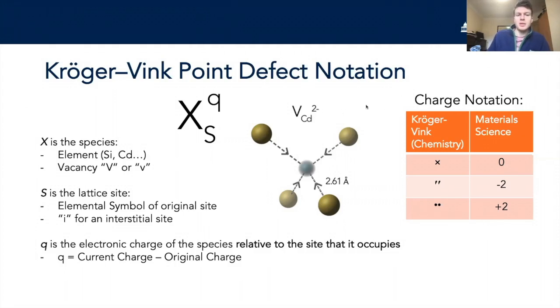For the charge notation, there is a slight difference depending on convention. The original Kroger-Vink notation, which is still used in a lot of chemistry papers, uses an X for neutral or 0, dashes for negative charge states, and dots for a positive charge. Whereas in materials science, it's more common to see just the bare numbers, so 0, -2, or +2.